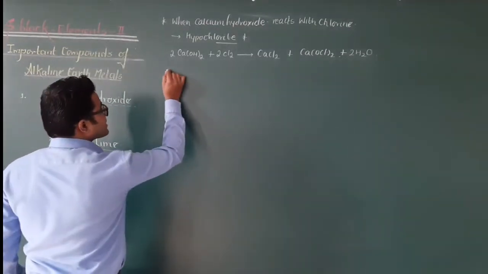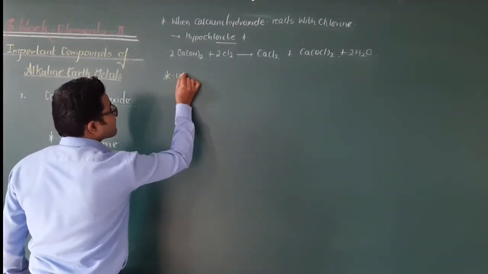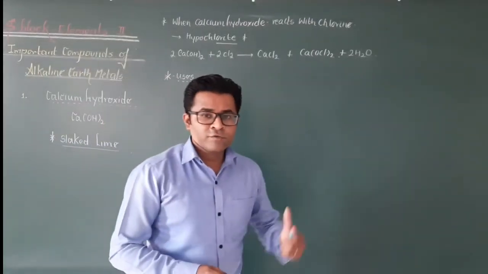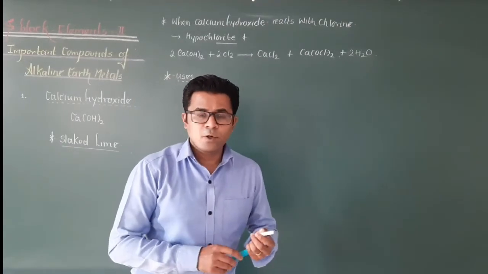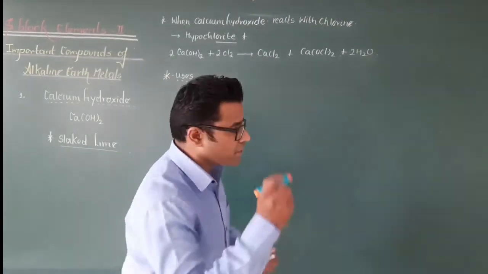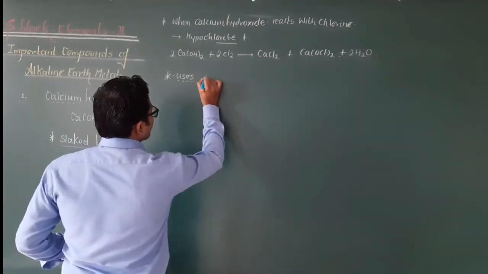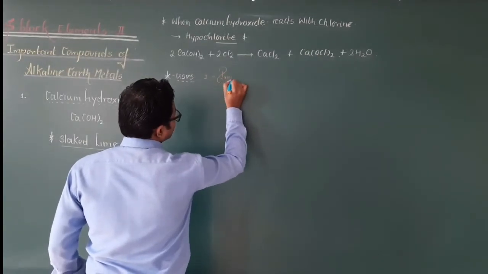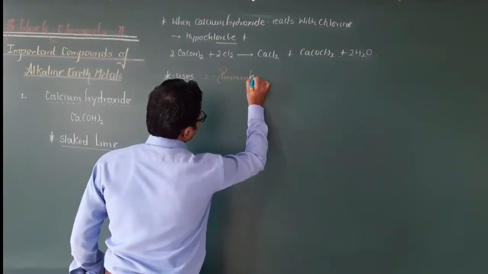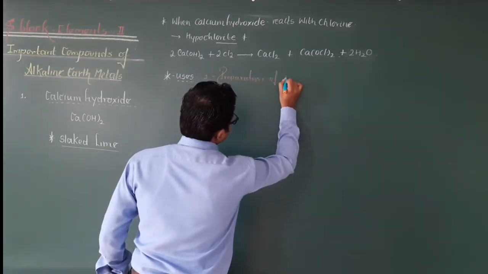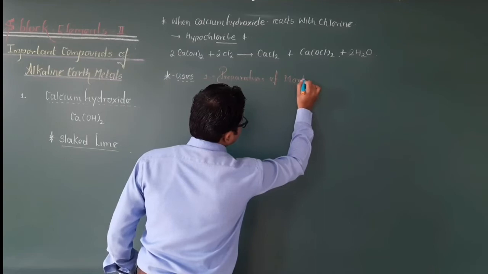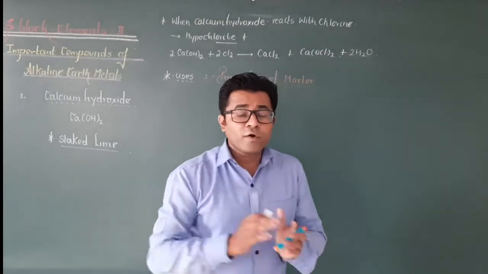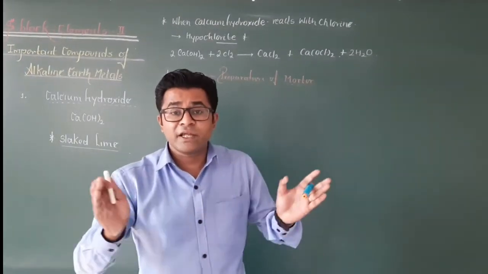Now, coming towards the next section, that is the uses of calcium hydroxide, or what you also call slaked lime. The first and foremost use of this is in the preparation of mortar. Mortar is nothing more than a combination of slaked lime along with silica in a perfect ratio.